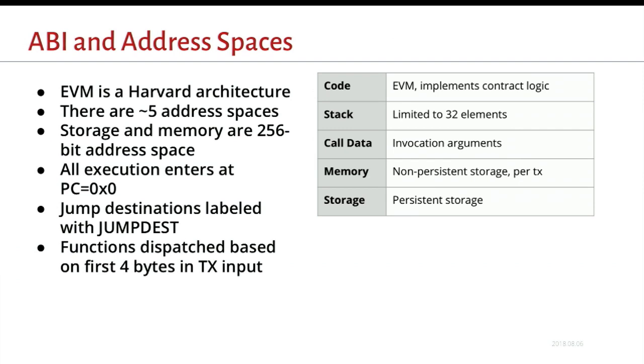So for a little bit about what these address spaces look like, there's about 5 of them, maybe 6 depending on how you view a few things. But the important part is that most of them start at address 0. So your code is mapped in at 0. That is where execution starts on every transaction. Storage for your contract starts at 0 as well.